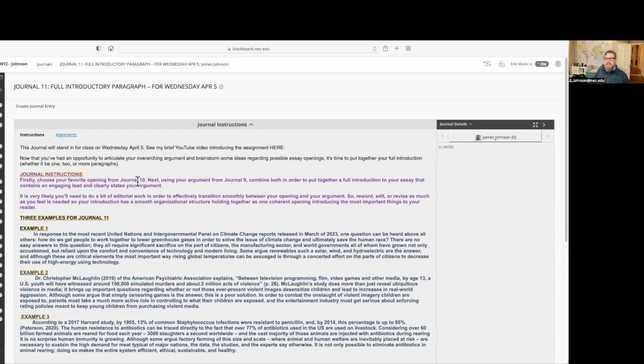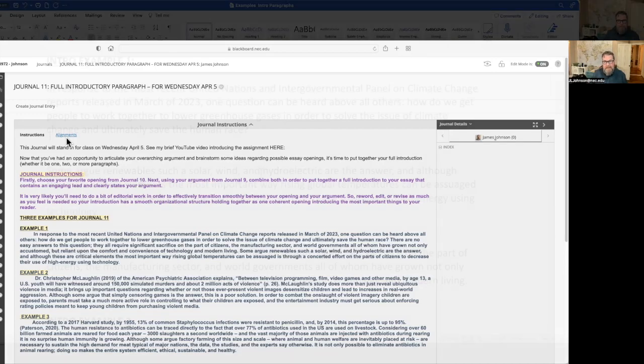So what that means is, I know right now you have an opening, if not 2 openings, that you came up with in Journal 10. You also have an argument, but it's sort of a bunch of ideas. So taking these ideas and putting them all together in a coherent introduction or opening to an essay is going to take a little bit of editorial work and time. So maybe we can look at an example of exactly what that might look like.